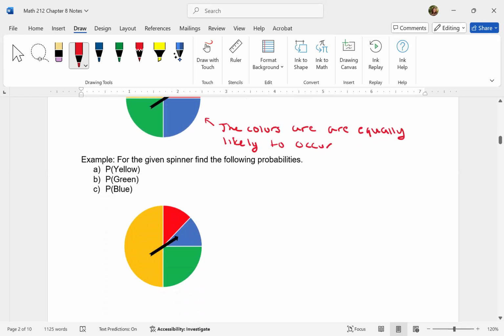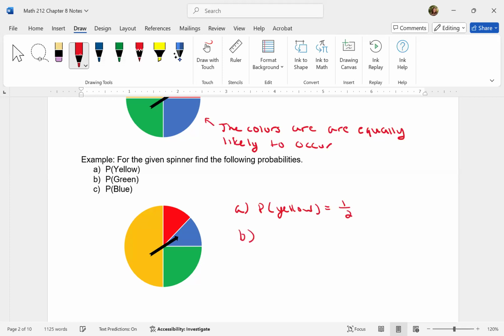Okay, so let's look at this spinner, and this time we are asked to find the probability of yellow, probability of green, probability of blue. A little bit different this time. Again, we're just going to ignore the borders and divide this up. It definitely looks like yellow is half. I'm feeling pretty good about saying that the probability of yellow is 1/2.